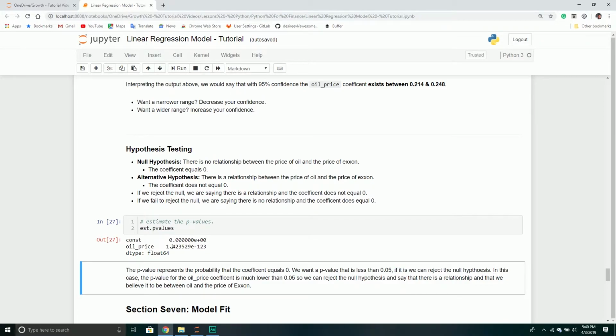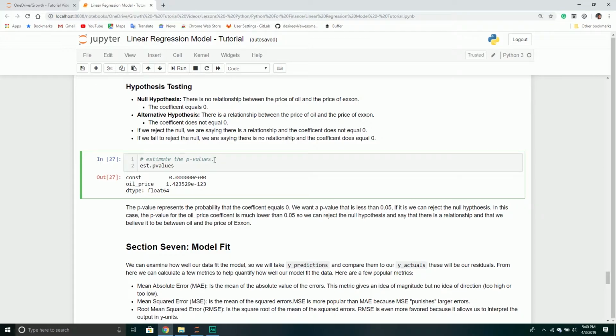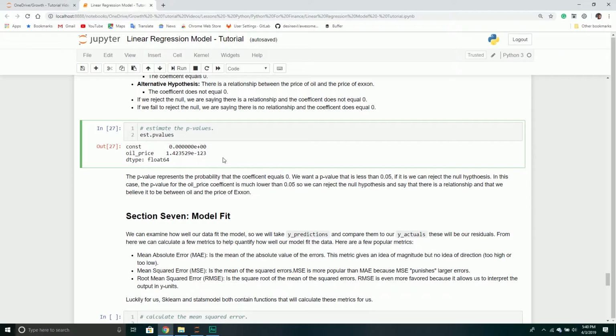In this case, if you look right here, the p-value for the oil price coefficient is much lower than 0.05. So we can reject the null hypothesis and say that there is a relationship and that we believe it to be between oil and the price of Exxon. So all we're saying is there is a relationship and we believe that it is between oil and the price of Exxon. So at this point, it's basically saying the model is working to a certain extent. Or at least it's saying there's a relationship.